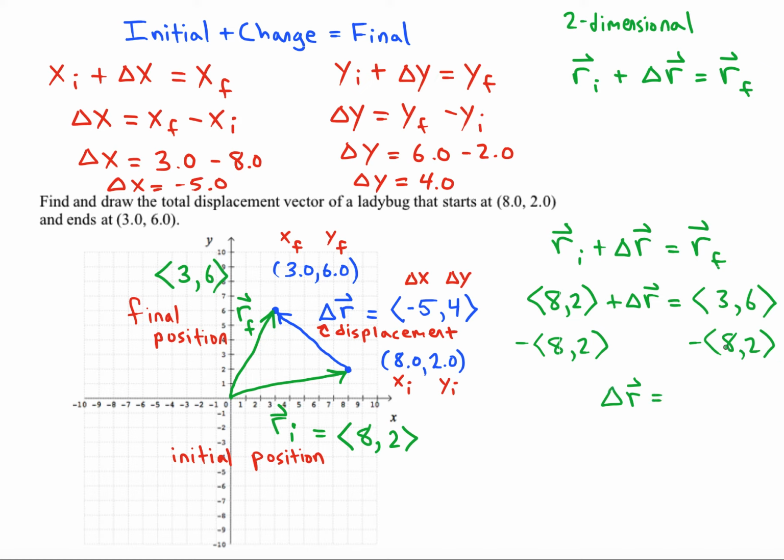The x's get subtracted, so you do 3 minus 8, you get -5, and then we also subtract 6 minus 2 to get 4, and there we go. We did some two-dimensional algebra here. And we arrive at the same answer that we had found just by counting unit squares here.